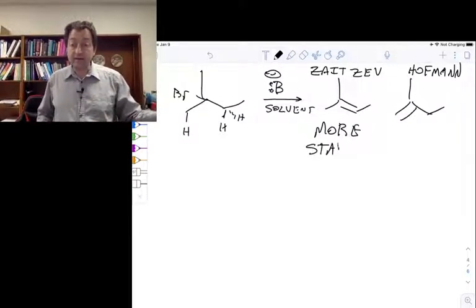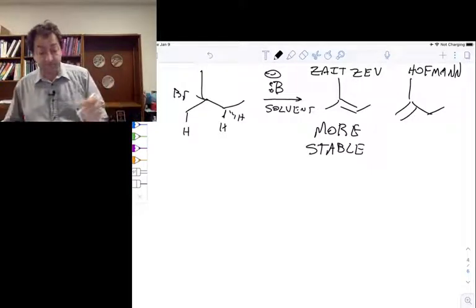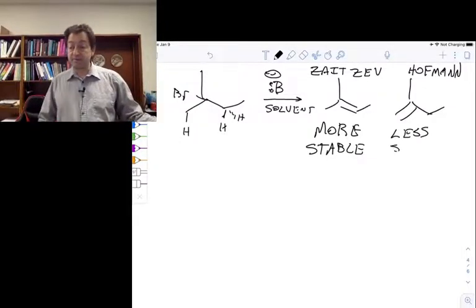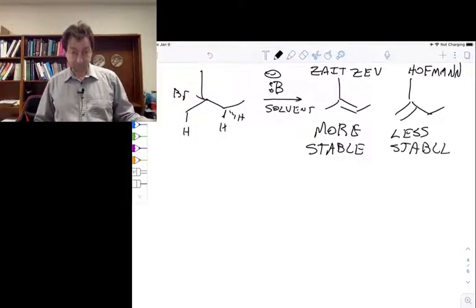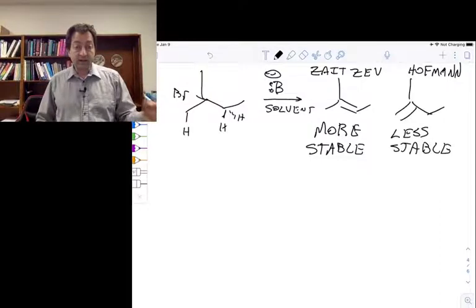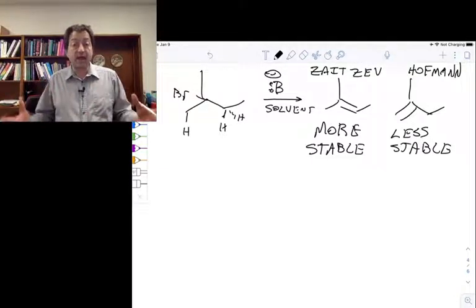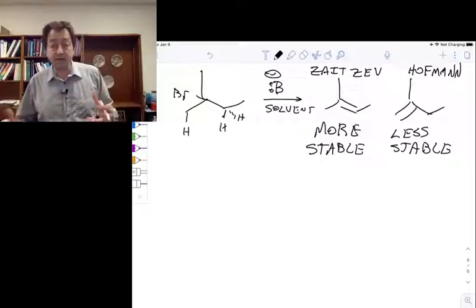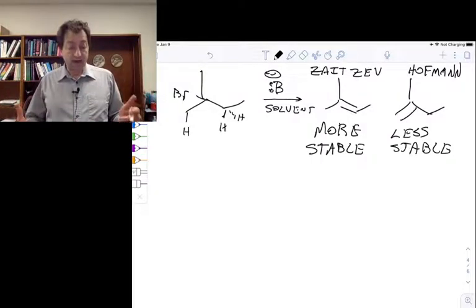And the other alkene that we produce, the so-called Hofmann product, is less stable because it's less substituted. More stable is the more substituted, less stable is the less substituted double bond. And so now we can start thinking about this in terms of thermodynamic products. One of the products is more stable. That's the one we might be able to get under thermodynamic conditions.